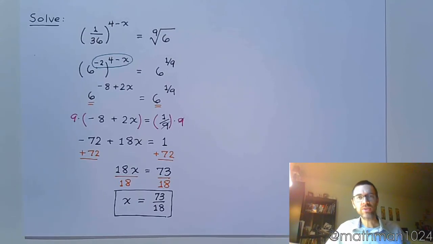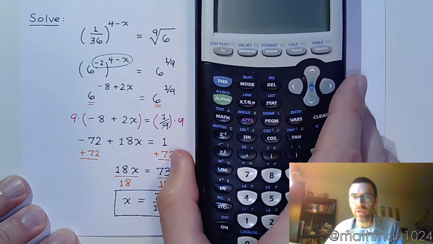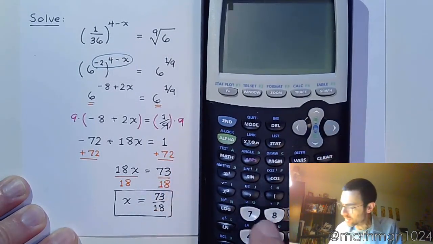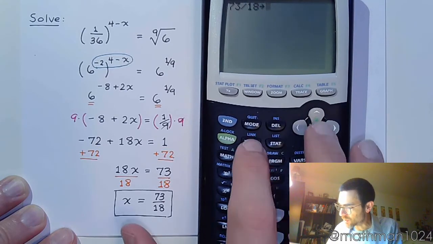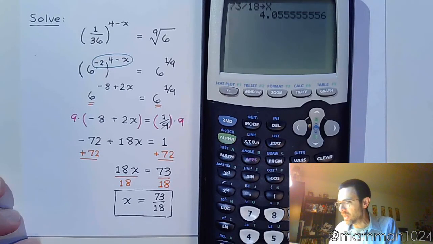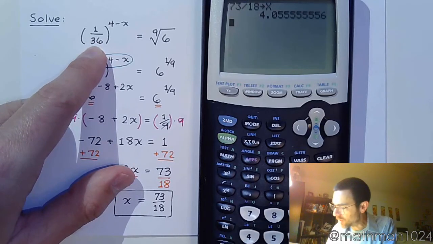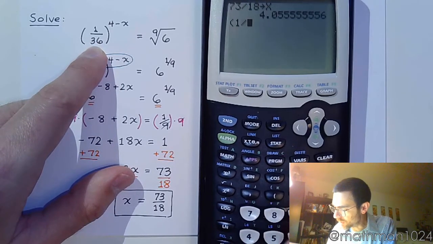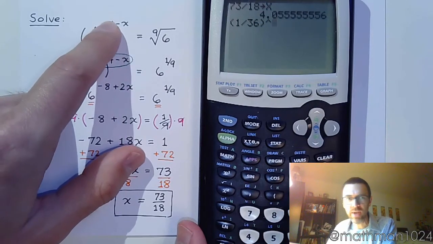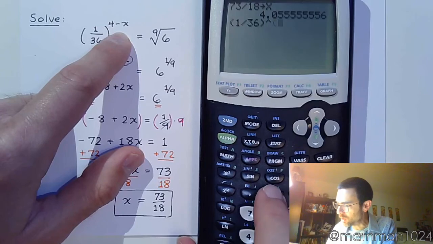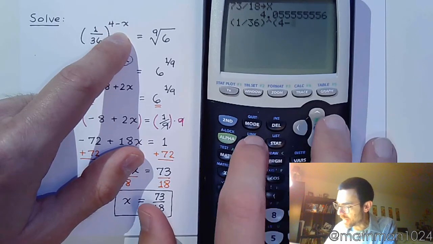All right. Now, let's go back to the graphing calculator. Let's check to see if what we have is correct. Okay. So, let's take this 73 divided by 18 and throw that into x. And now let's check this out. So this is parentheses 1 over 36, and then raised to the, now since you've got more than just a single piece here, use parentheses 4 minus x.